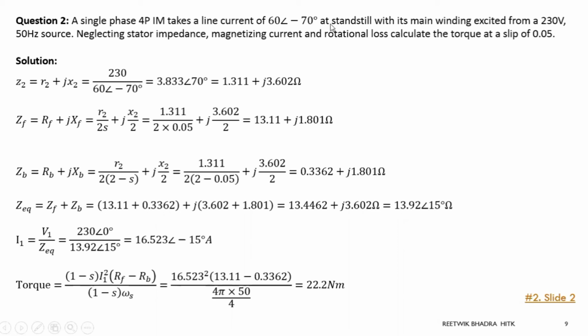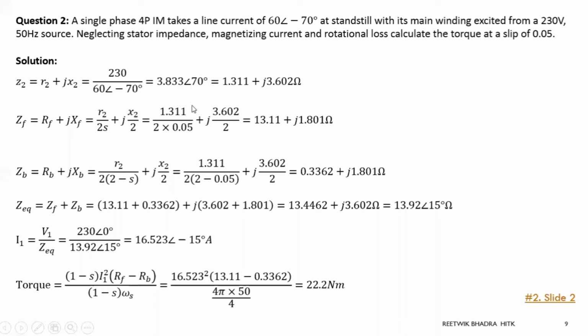But this condition occurs at standstill. What is standstill slip? It is 1. So R2 by S becomes R2. That is what I'm asking. The general formula is R2 by S plus Jx2, or if you modify it, R2 plus R2 into 1 minus S by S. But I consider my general form R2 by S plus Jx2, and S is 1 because of standstill. Divide this by this, and we get this equation.